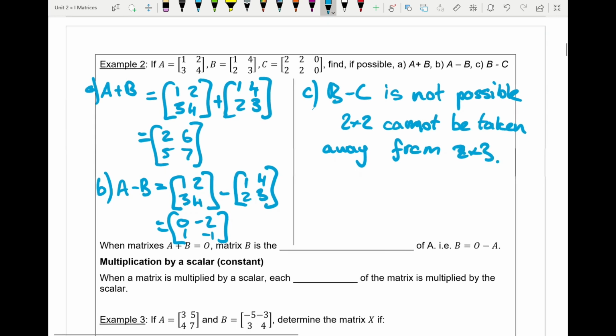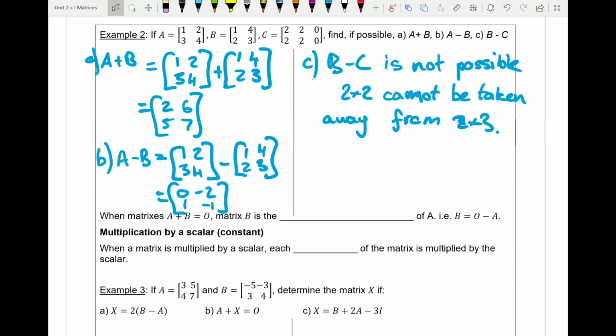Right, so when matrices are added together, A plus B, and they equal the null matrix, matrix B is what we call the additive inverse. So just like in arithmetic, if I were to say 2 plus what equals 0, you'd say, oh, -2. 2 plus -2 is 0. We have a similar process for matrices. We call it the additive inverse, and it's going to be taking your matrix and multiplying everything by -1.